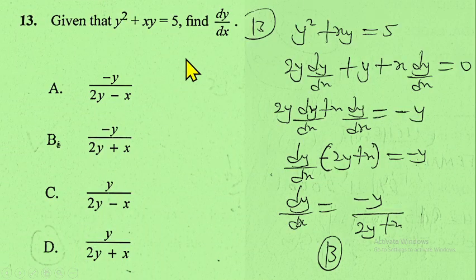Now question number 13 is from differentiation, and we are differentiating an implicit function. Given that y squared plus xy equals 5, you have to find dy/dx, which is the differentiation of this implicit function. And how do we differentiate an implicit function? We have y squared plus xy equals 5. If you differentiate y squared, because y is a dependent variable, you have 2y, then you add your dy/dx to it because it's a dependent variable.